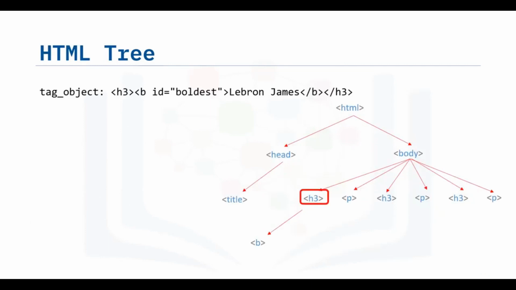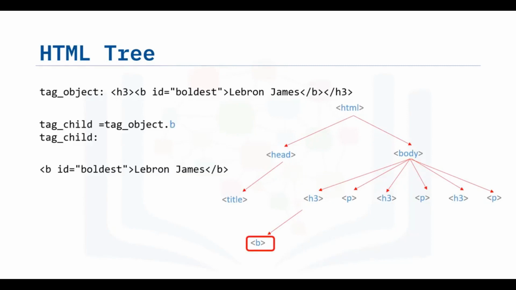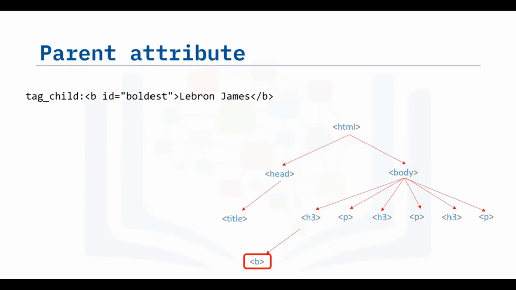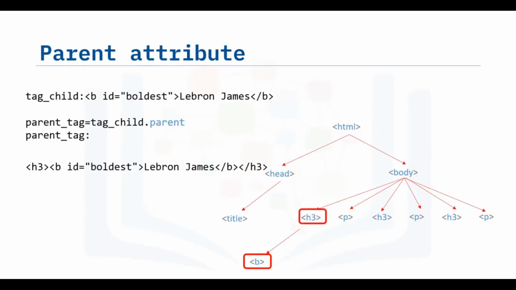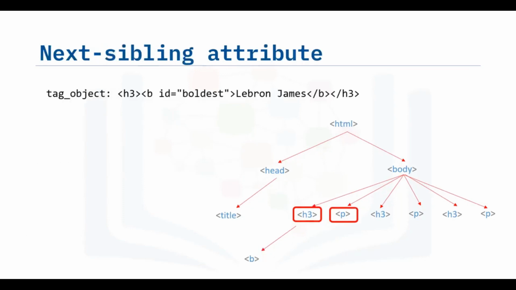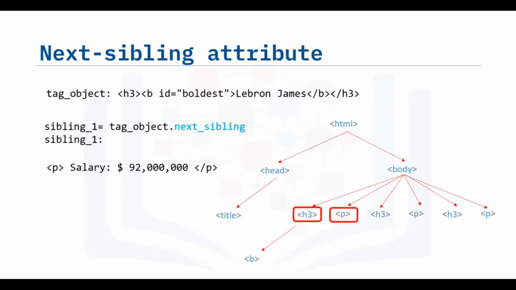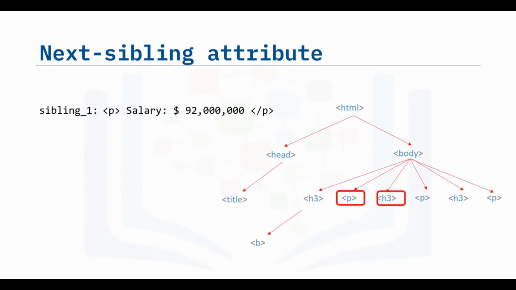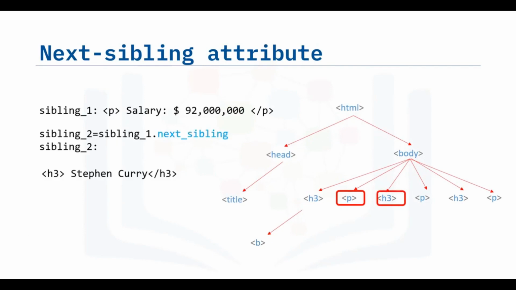The variable tag object is located here. We can access the child of the tag or navigate down the branch as follows. You can navigate up the tree by using the parent attribute. The variable tag child is located here, and we can access the parent. This is the original tag object. We can also find the sibling of tag object. We simply use the next sibling attribute. We can find the sibling of sibling 1. We simply use the next sibling attribute.